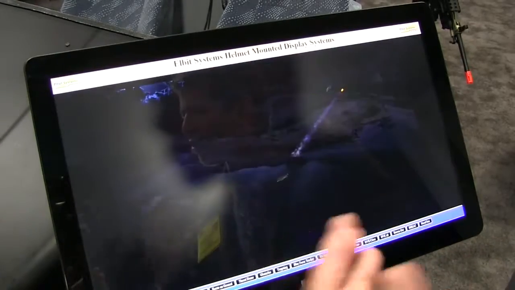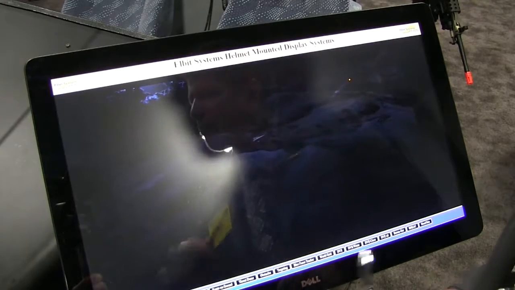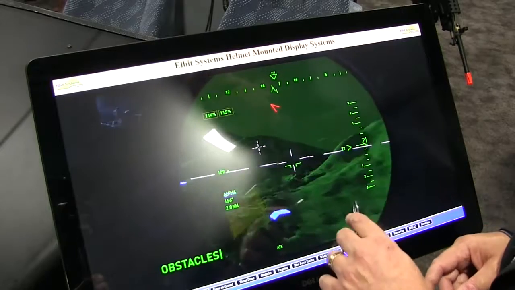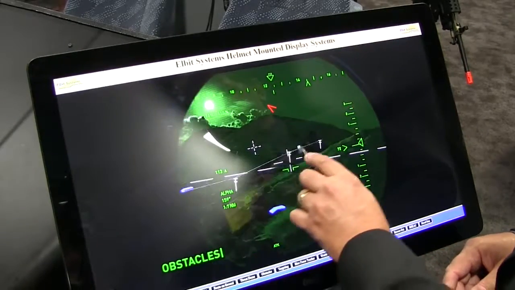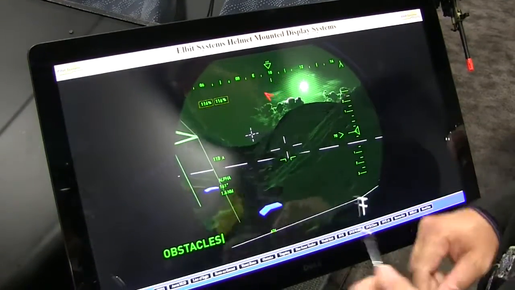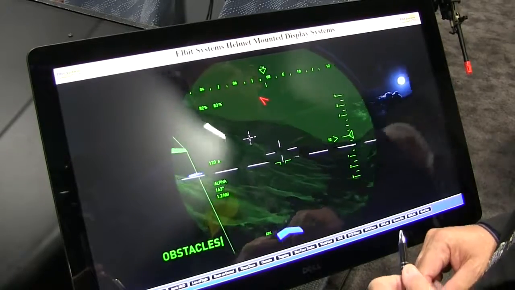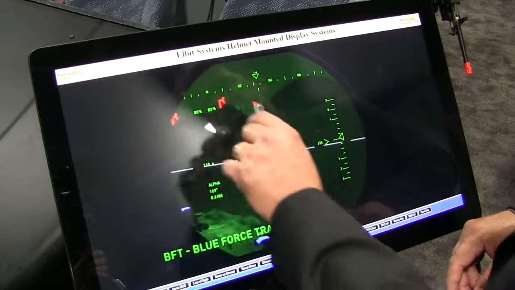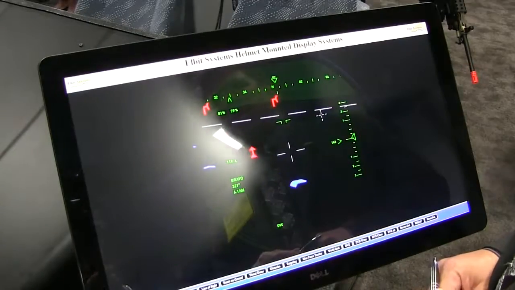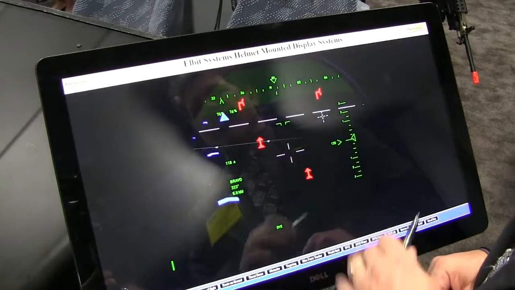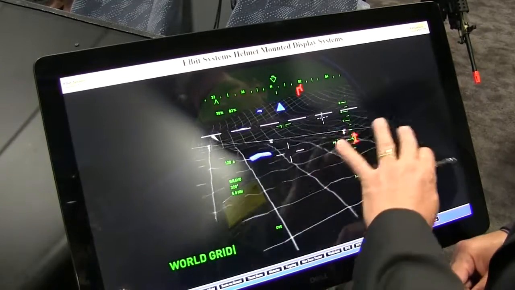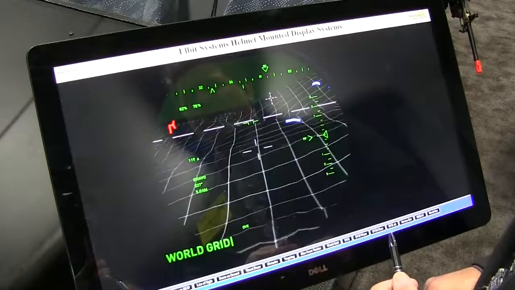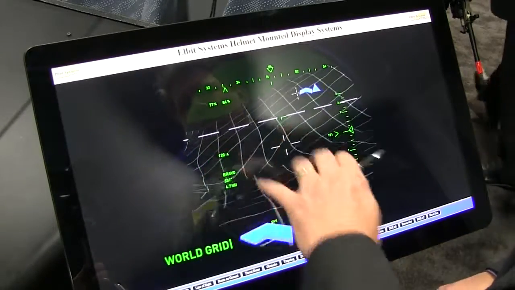You want to know where the air defense artillery is and avoid that area, we can show you that. In this case, we're going to be seeing some obstacles. Wires, towers, and we can have them blink red when you get too close to them. Blue force and red force, we can show you where the enemy and the friendlies are. This is one of the things we show on our demonstrator. A really dark night, we can go ahead and superimpose the world in a wireframe grid to allow the pilots to see where they are in space and time.